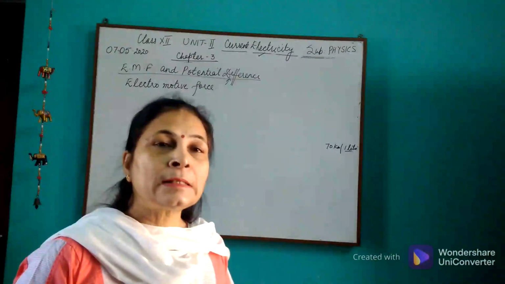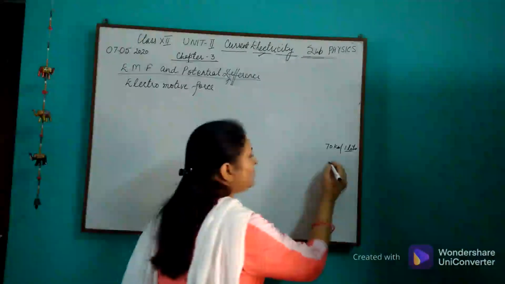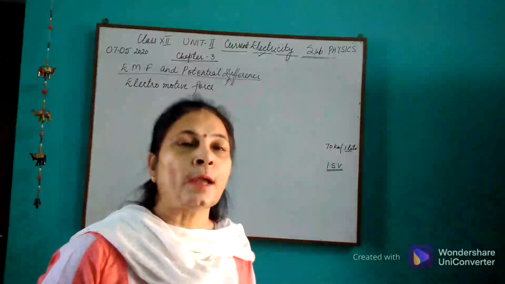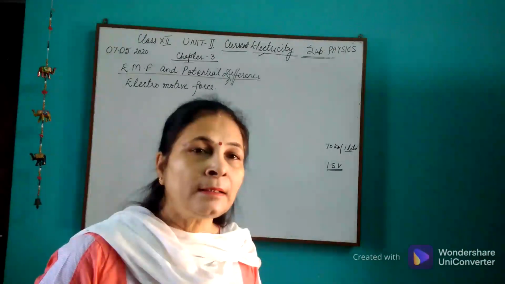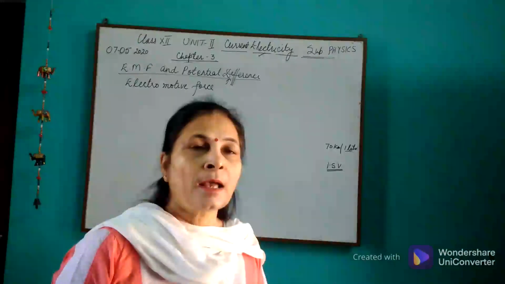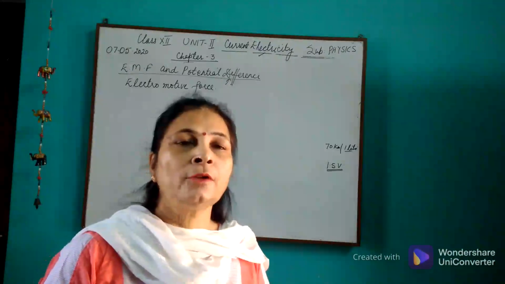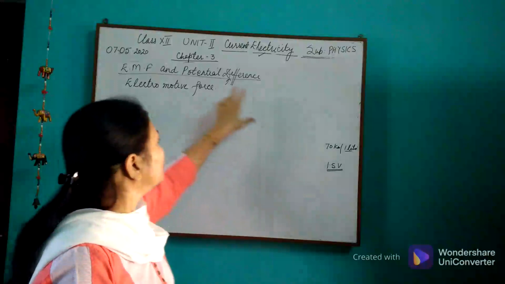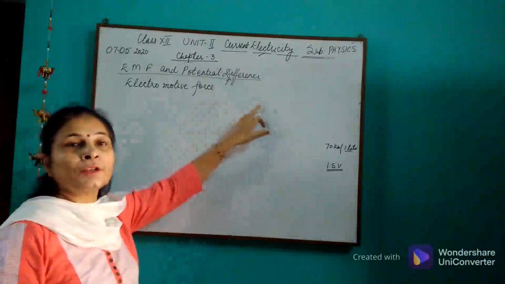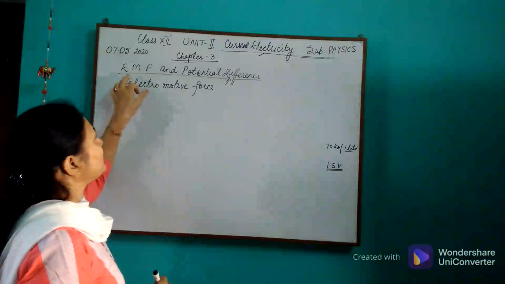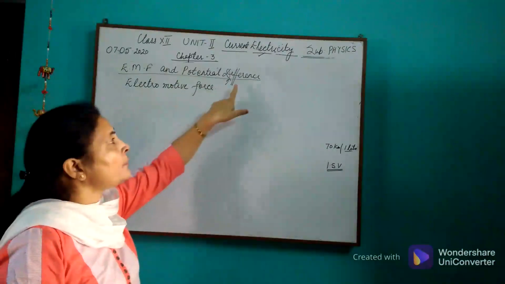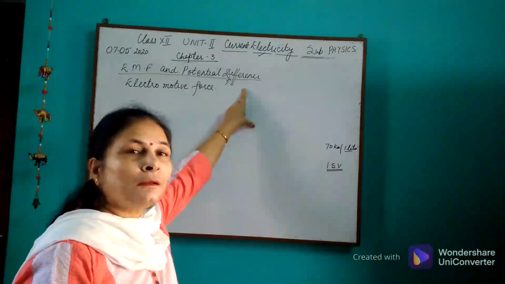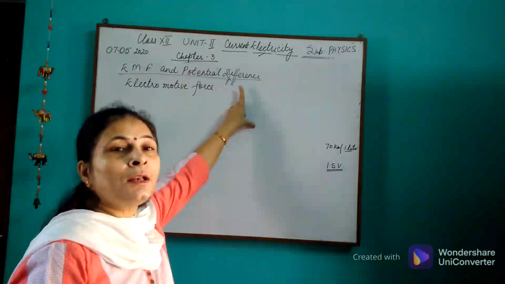Even the cell, suppose it is given as 1.5 volt. These are the standard values. But as soon as they come into use, the value will become different. So this original value of the potential difference between two terminals is known as EMF, whereas the actual potential difference is known as terminal potential difference, or only potential difference.